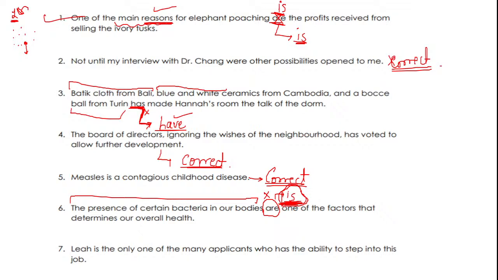Le is the only one of many applicants who has the ability to step into this job. This statement is again a correct statement. Here there is no need to make any kind of change. So this statement will be the correct one. So Le is the only one of many applicants. Should there be confusion in "many applicants"? No. Okay, many applicants, yes, it should come here. Who has the ability, again "has" is the proper word, the inserted verb, the ability to step into this job.